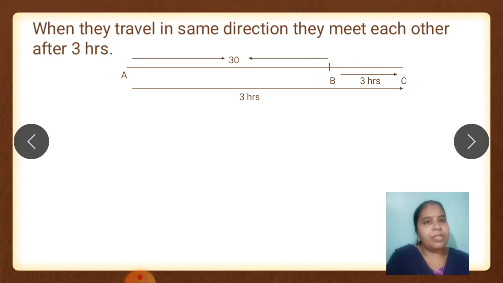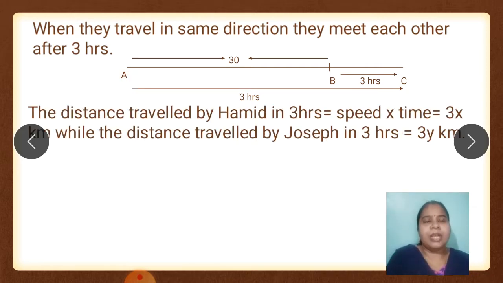Yes. Now what will be the distance traveled by A, by Hamid, who is at the position A? What will be the distance that we will calculate? See, the distance traveled by Hamid in 3 hours is, I told you the basic formula for this sum, speed into time. What was the speed of Hamid? x. What is the time in the second case? 3 hours. So 3x. Correct? Same way, what was the speed of Joseph? y. And what is the time taken by him? 3 hours. So the distance traveled by Joseph in 3 hours will be 3y. Right?